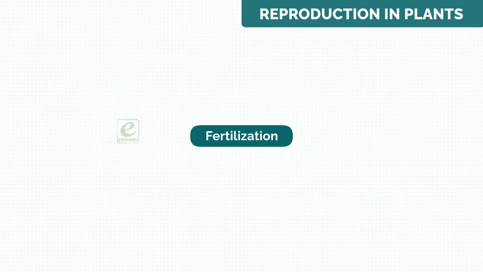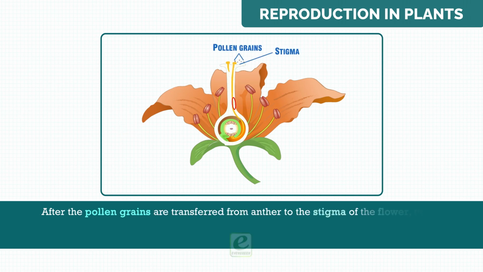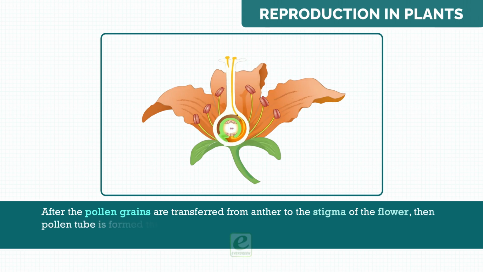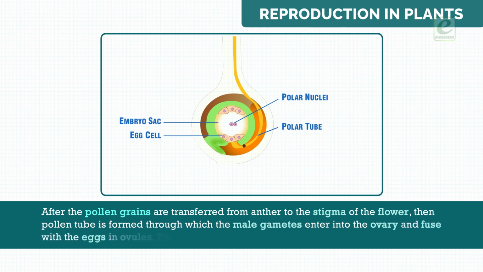Fertilization. After the pollen grains are transferred from anther to the stigma of the flower, a pollen tube is formed through which the male gametes enter into the ovary and fuse with the eggs in ovules. This process is referred to as fertilization.